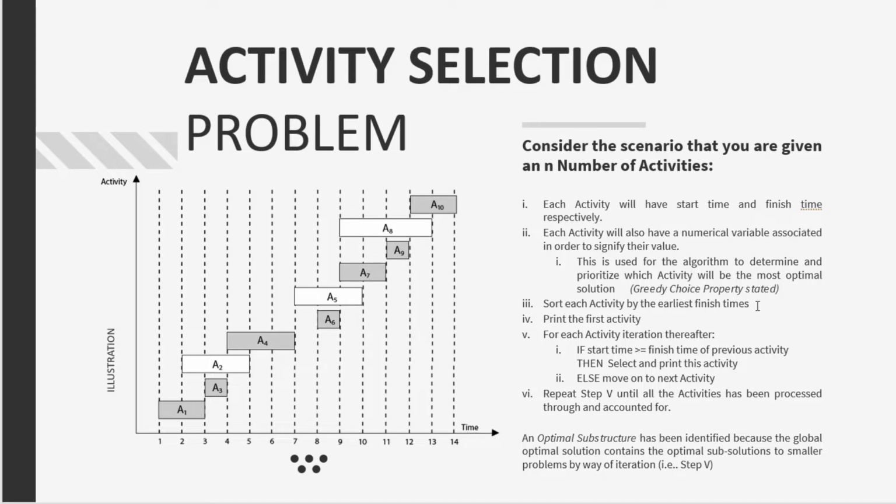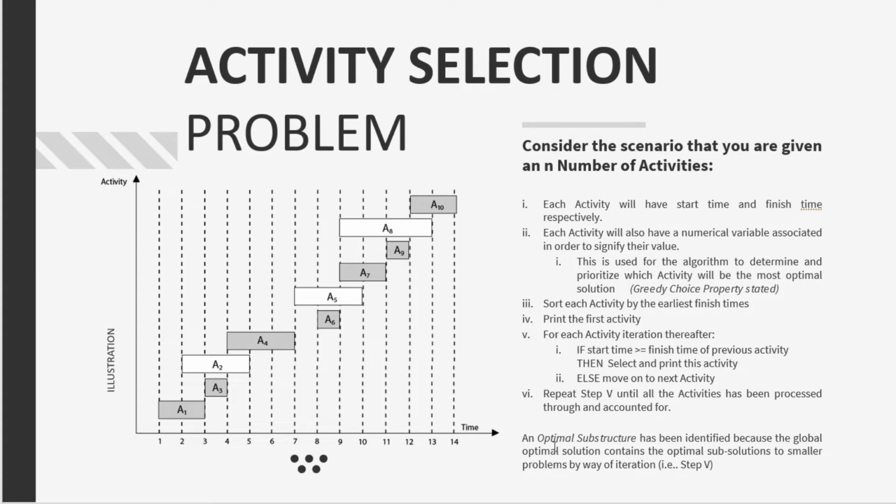As such, our greedy choice property is established. Thirdly, it will sort each activity by their earliest finish times. And then it will print the first activity according to the sorted times. For each activity and iteration thereafter, if the start time is greater than or equal to the finish time of the previous activity, then you would select and print said activity. Else, you would move on to the next activity. You would repeat step 5 until all activities have been processed through and accounted for.